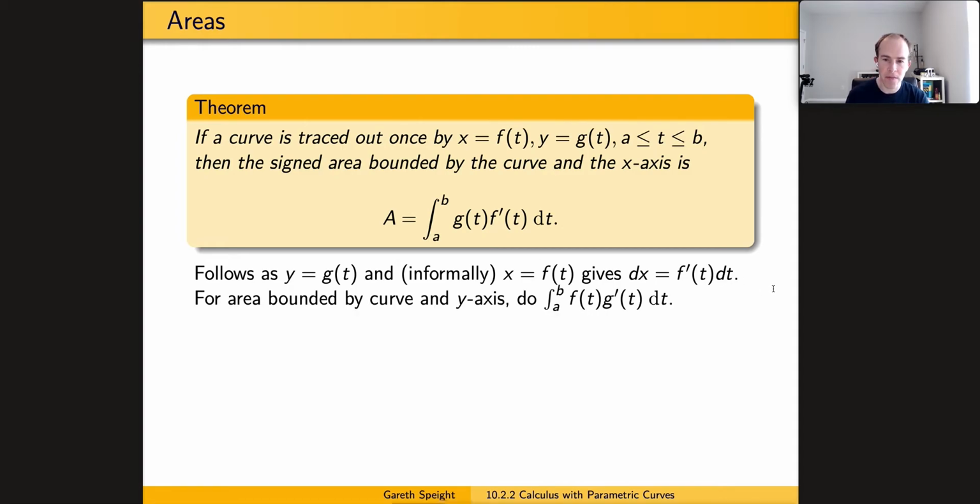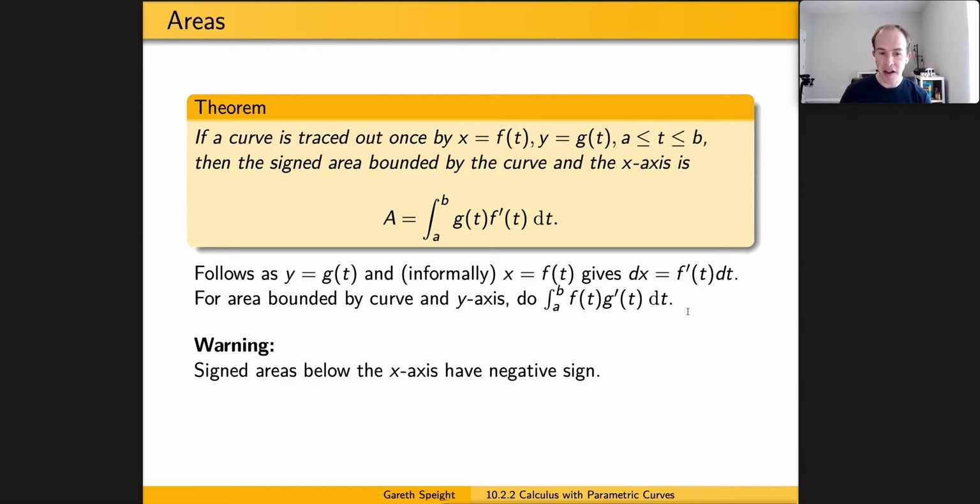Okay, so let's see an example. Of course, as usual, if here was the area bounded by the curve and the x-axis, if it's the area bounded by the curve and the y-axis, everything will be swapped around. So we'll be doing the integral of f times g prime of t dt. And it will be then the integral of x dy with the same motivation. Signed areas below the x-axis, as usual, have a negative sign.